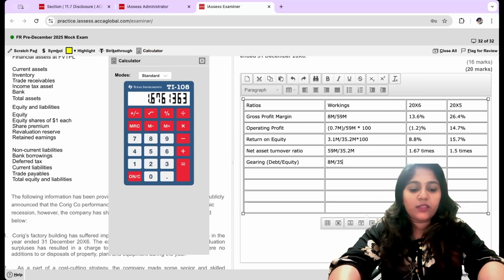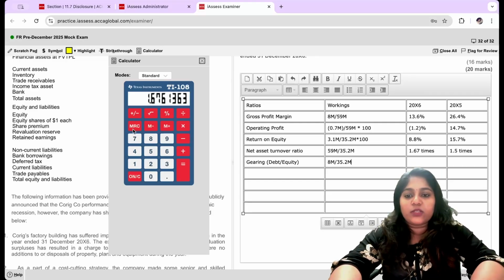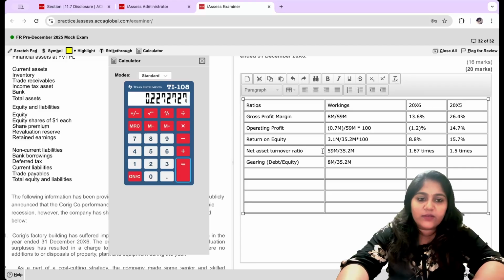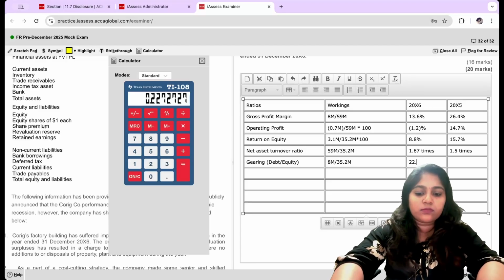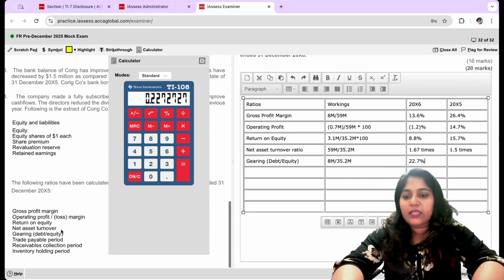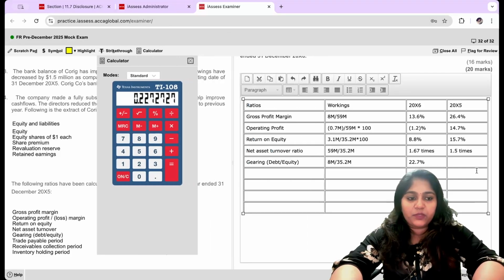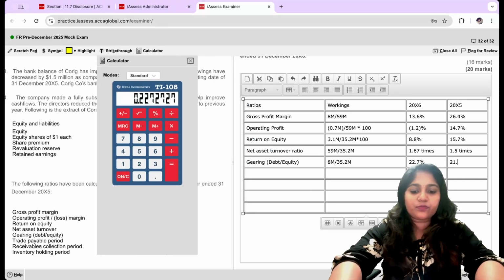divided by 35.2 million. So what is my debt over equity? 8 divided by 35.2. So that's around 22.7 percentage. And finally here 21.5 percentage. Not a big change.